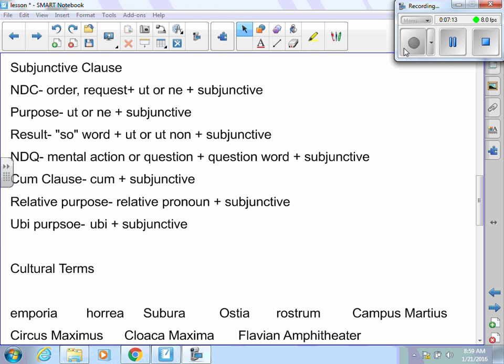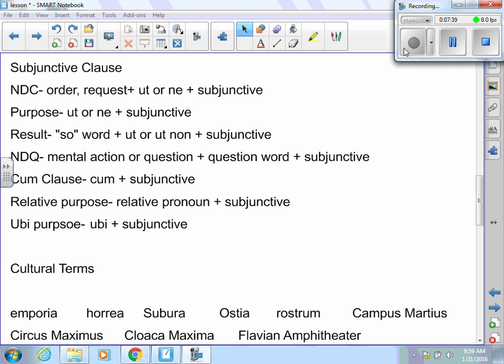Indirect question is going to have some sort of mental action or questioning verb, plus a question word, plus a subjunctive. Cum clause is going to have cum plus the subjunctive. Relative purpose clause is going to have a relative pronoun plus the subjunctive. And then an ubi purpose clause is going to have ubi plus the subjunctive. The key to all of these is seeing the subjunctive. Once you see the subjunctive, then you can go back and look at how it's being constructed.